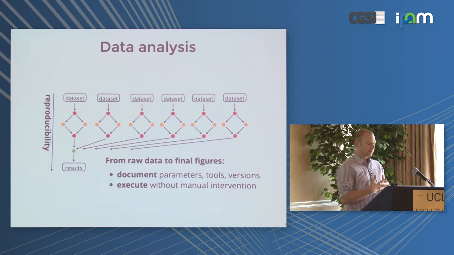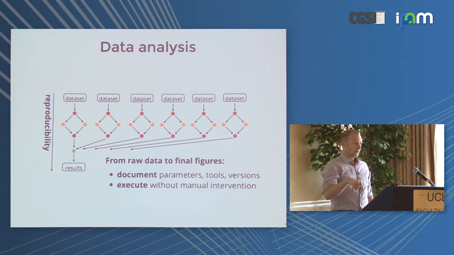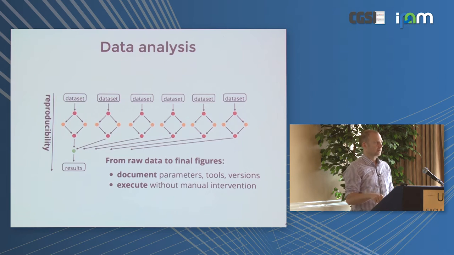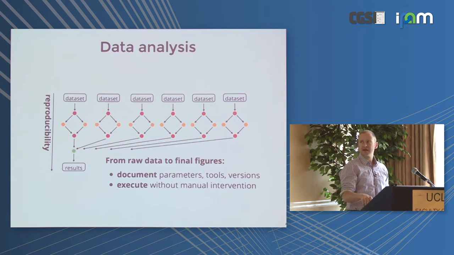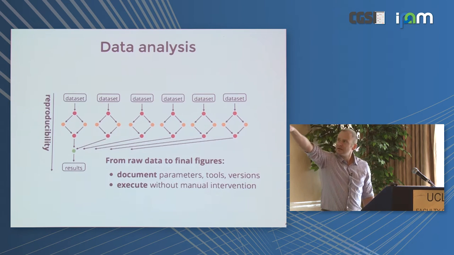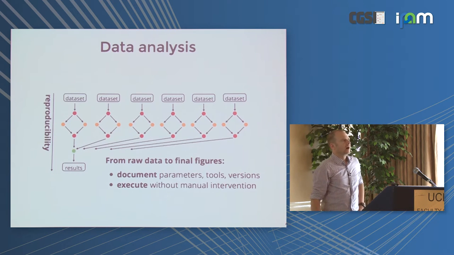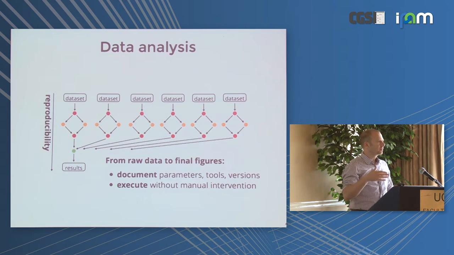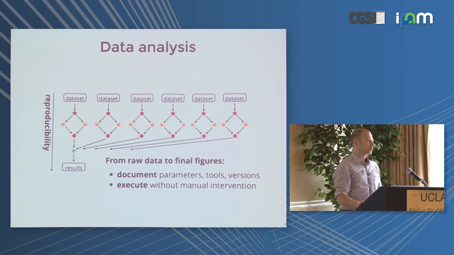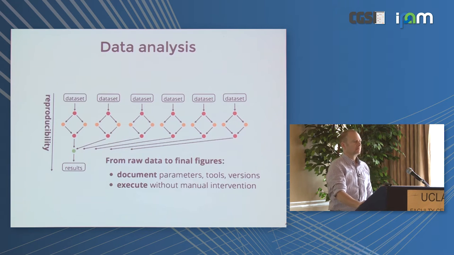And so you would like to document all the parameters, the tools, and the versions of the tools you're using. And you would like to execute the whole picture without manual intervention, meaning you don't have a return click for each job to execute. You only would like to have a master return click, and you get from the data sets to the results in one click. And along the way, the software determines for you which of the jobs still have to be executed and how the jobs interact with one another. And you do not want to be concerned with this any further.